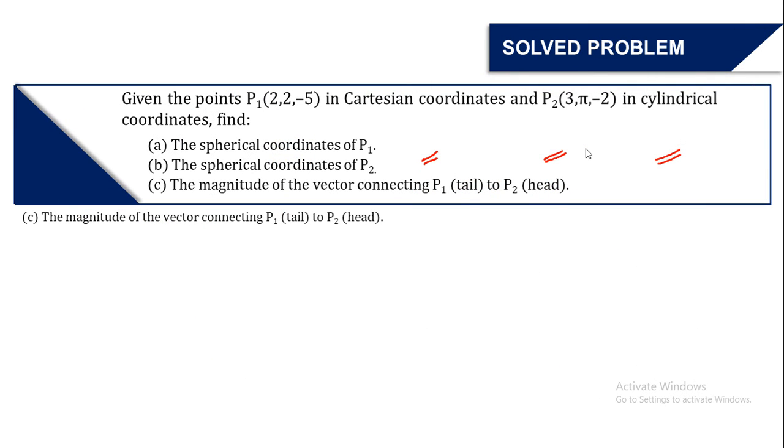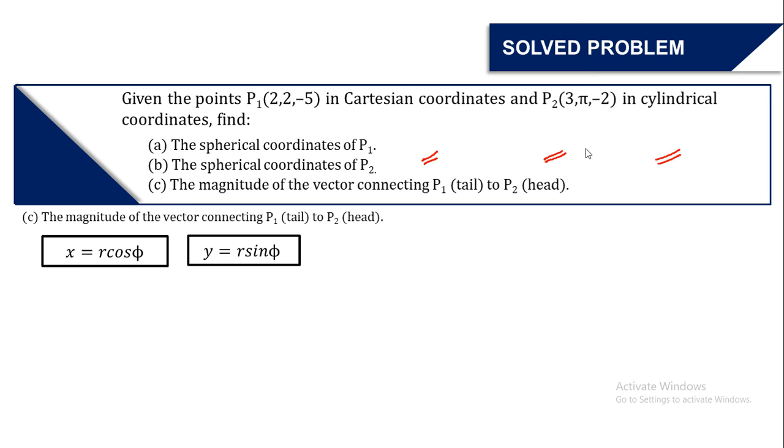Okay? So, paano na yan? We now have x is equal to r cosine phi, y is equal to r sine phi, and z is equal to z. So, straightforward na tayo, yung sa x, it is equal to 3 cosine ng phi. Yung phi natin is pi. Therefore, yung ating x is negative 3 dahil yung cosine ng 180 degrees is equal to negative 1. So, x is equal to negative 3.